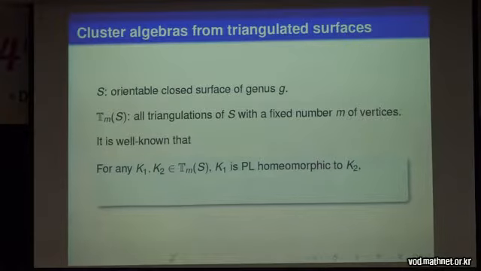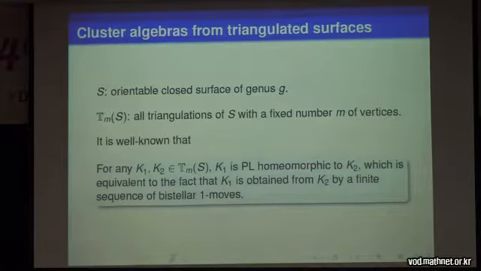This result is very well known. For arbitrary two triangulations, they are piecewise linear homeomorphic. Also, here you never change the number of vertices. If this one is homeomorphic to this one, that is equivalent to the statement that K1 is obtained from K2 by a finite sequence of bistellar moves.